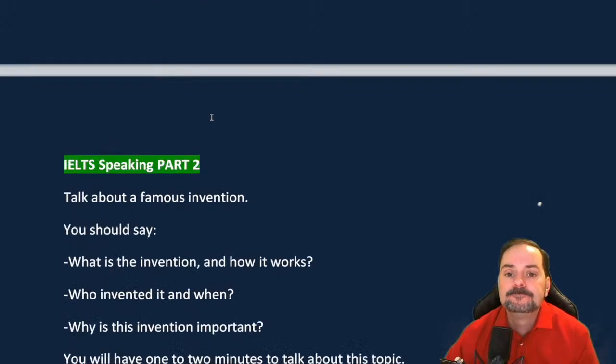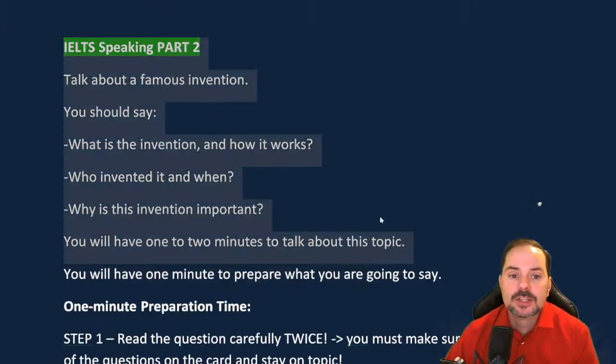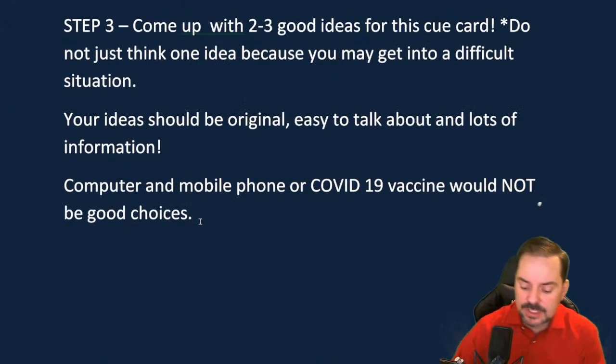All right? And again, here's the original cue card for those of you just joining in. So talk about a famous invention. You should say what the invention is, how it works, who invented it, and when. Why is this invention important? Okay. So Janelle says the reason why these would not be good choices is, number one, they're too common.